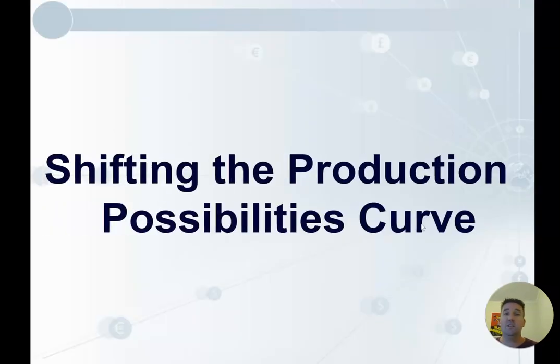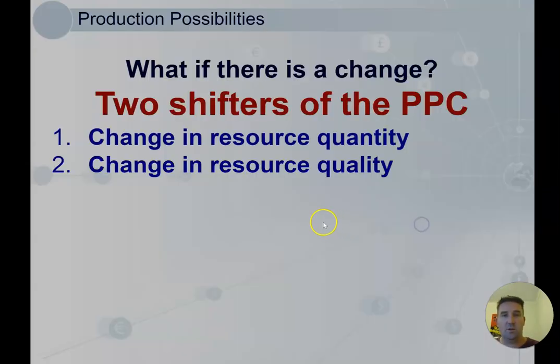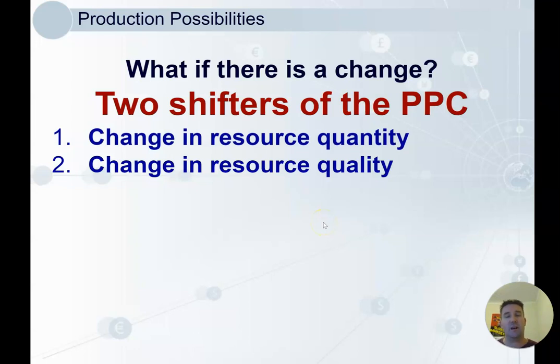Okay, shifting the production possibilities curves. Now, we shift around our curves a lot in economics because economies change. They're dynamic. That's a good thing. So we're going to show what shifts our production possibilities, what allows us to make more or less of the goods. Two things: change in resource quantity, how many resources we have, and change in resource quality.